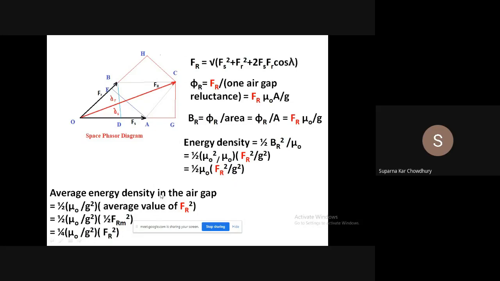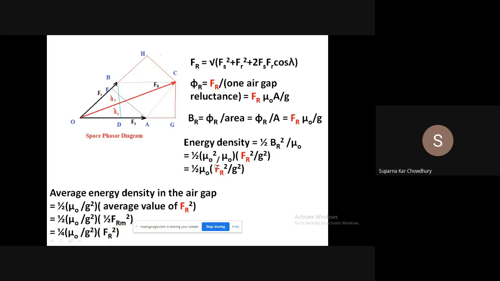Now the average energy density in the air gap is this. Now we are considering only the sinusoid, that is the fundamental. We are neglecting the harmonics. Now for a sine wave, if you remember how the root mean square value was defined, from there the average energy density in the air gap is half mu 0 by G square into the average value of FR square. This is the energy density corresponding to a particular value of FR.